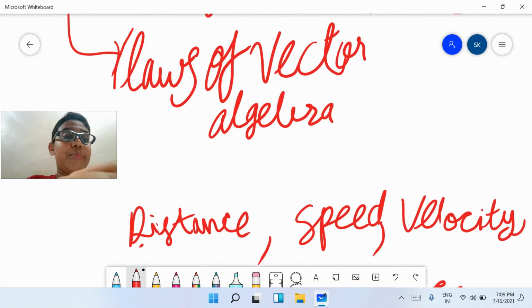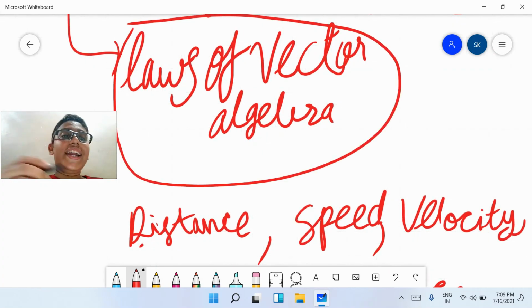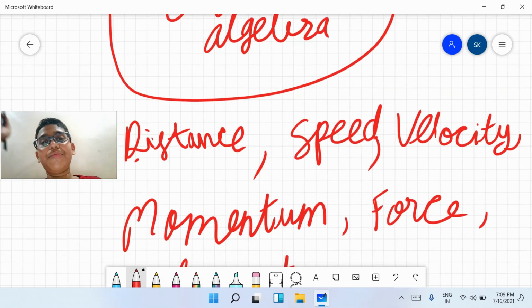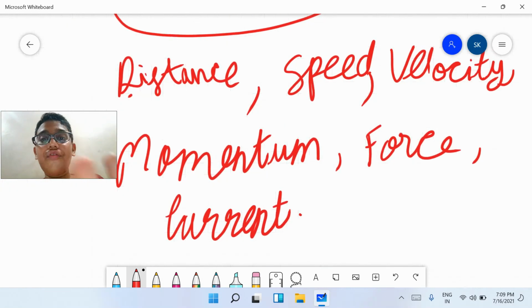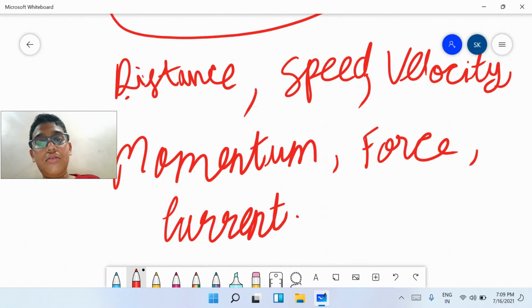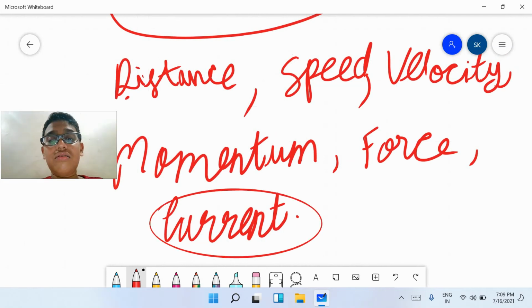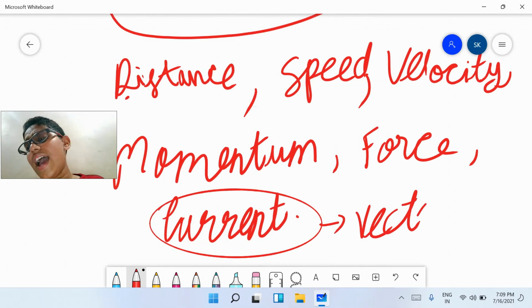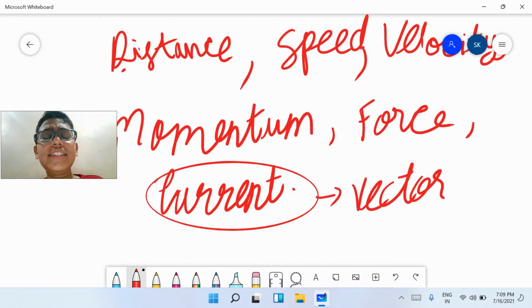This is an important point. Don't take it as okay, it's there. Some different rules are there for them, and because of them, some major errors can occur. Like you can tell current as a vector, but in reality it is not a vector, it is a scalar.